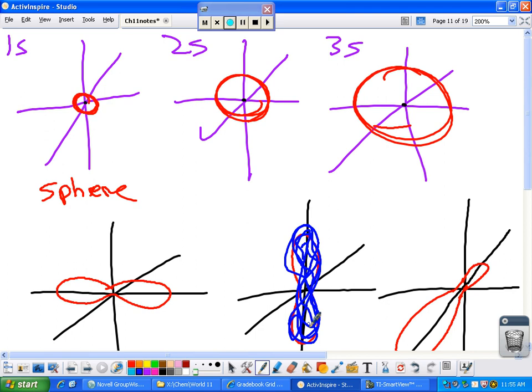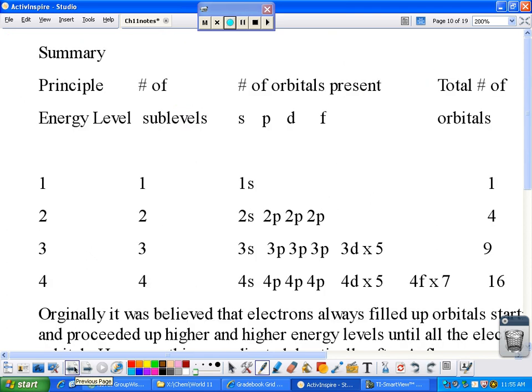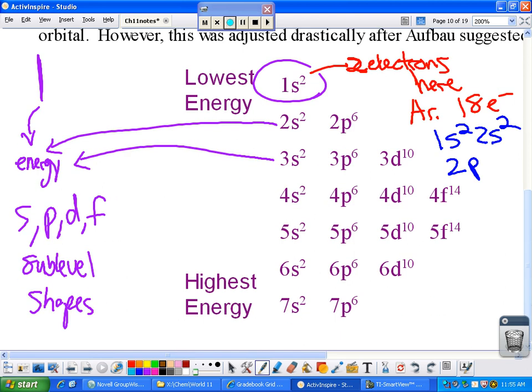And so if there's 3 shapes and they can each hold 2, we can put a total of 6 in there. Have I taken care of my 18 electrons yet? Let's do the math. 2 plus 2 plus 6. We're done, right? No. We have 8 more to go. But there's no more space on this energy level. What should we do? Go to the next energy level.